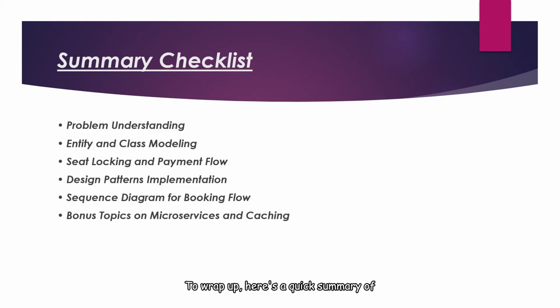To wrap up, here's a quick summary of what we have covered today. We started by defining the problem and understanding the core requirements. We designed the entities and their relationships, ensuring that the system is well structured. We discussed the core design challenges such as seat locking, concurrency handling, and payment integration. Finally, we explored the design patterns used in this system and how they help in making the system more maintainable and scalable. Before we finish, make sure you have completed the checklist.